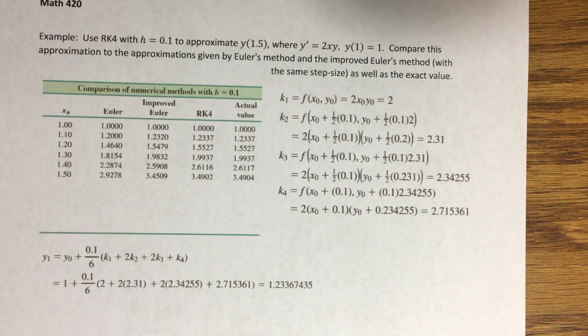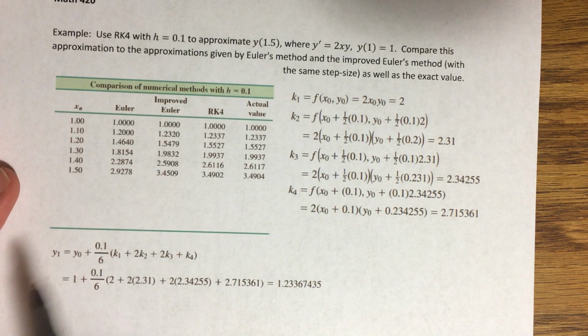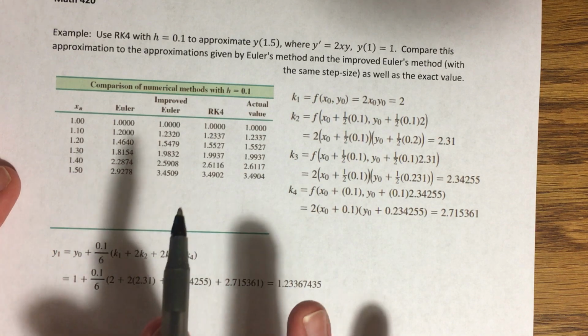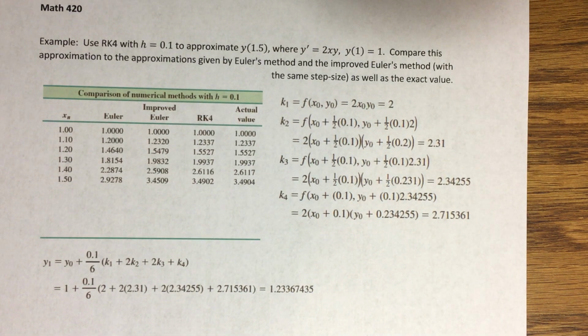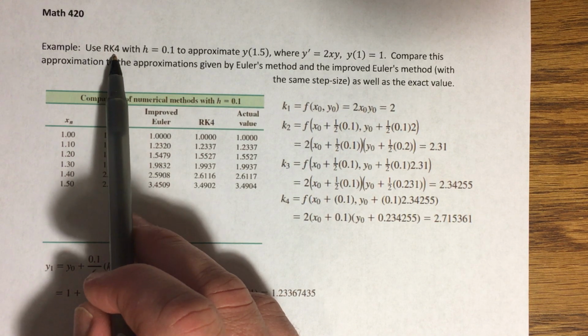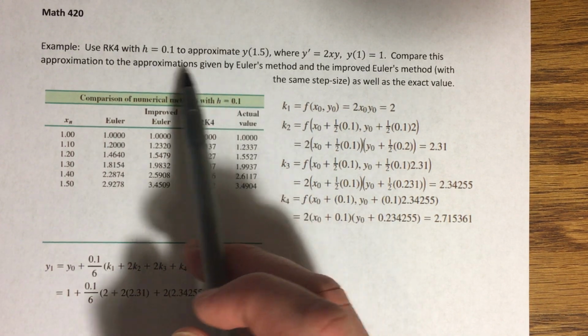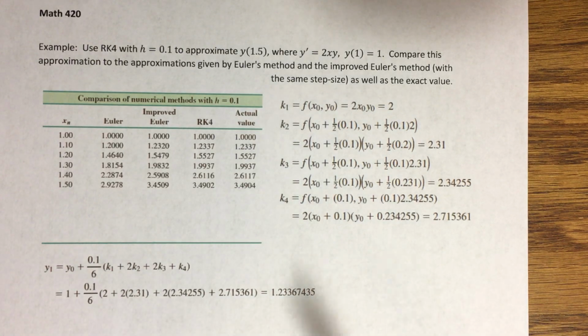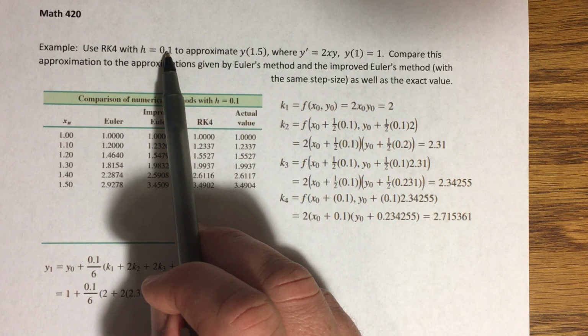Now this example is the one from your book. I'm using it because I wanted to use the chart that they had that did the comparison. I like this because we can line up all of our methods and see how they compare. So in this one, we are using the Runge-Kutta method of order 4, so RK4, and our step size we're choosing to be h equals 0.1. I think in the book they also do 0.05. You can look at that in the book if you'd like. I just want to look at this particular step size.